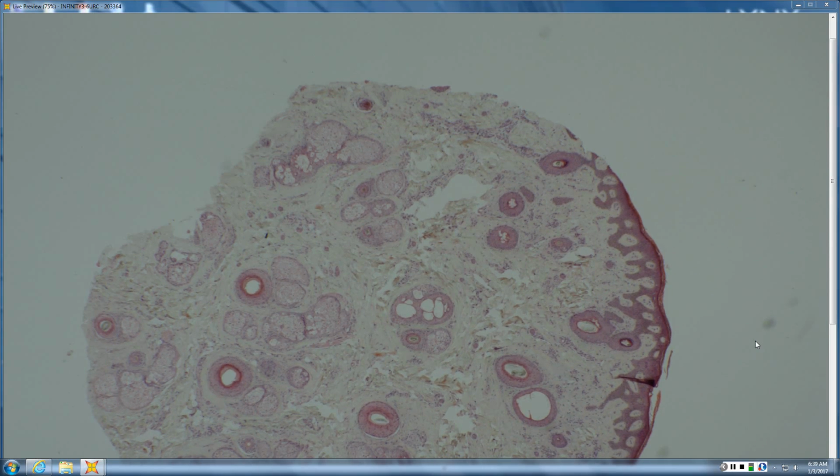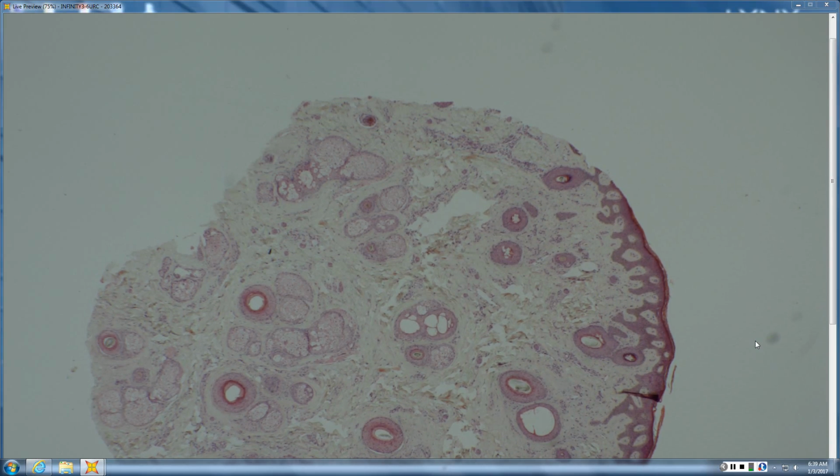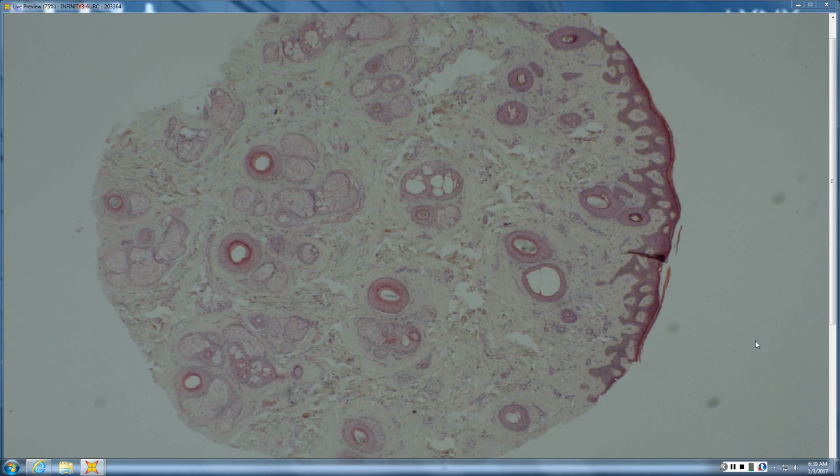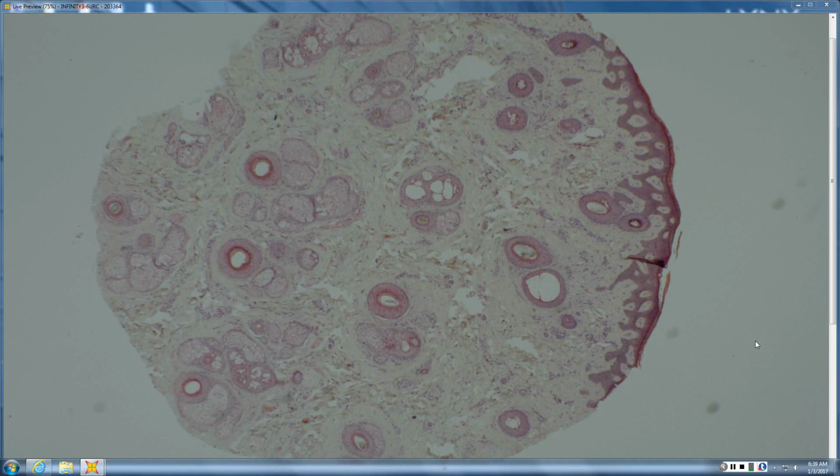From scan, it's hard to really make out the larger terminal hairs because they're all miniaturized. One of the first things you see off the bat is miniaturization of the follicular units, and you start to get a pretty pronounced shift of the terminal hairs all going to vellus hairs. That's part of the process of what's going on. So that's what you see on the microscope.